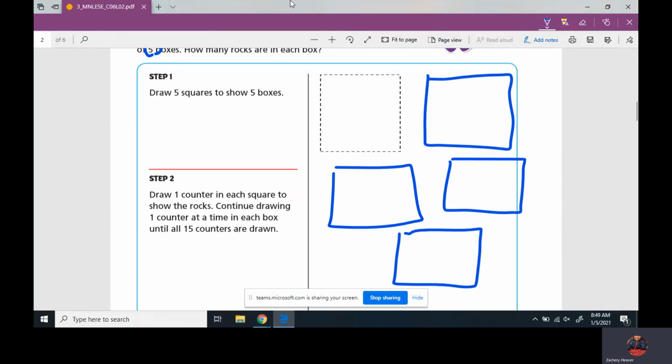Now, how many rocks do we have? We have to draw 1 counter in each square to show the rocks. We do 1 at a time until we count 15. So remember, 1 in each until we get to 15. So 1 rock, 2, 3, 4, 5. And I like to put them in the same place in the boxes each time, so I know where I left off. So 1, 2, 3, 4, 5, 6, 7, 8, 9, 10, 11, 12, 13, 14, 15.